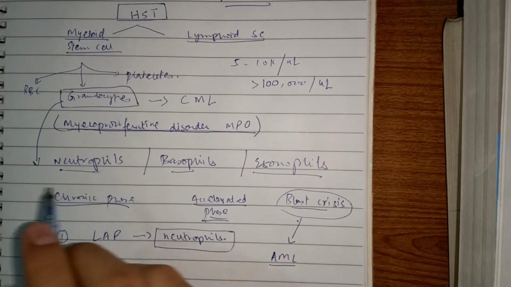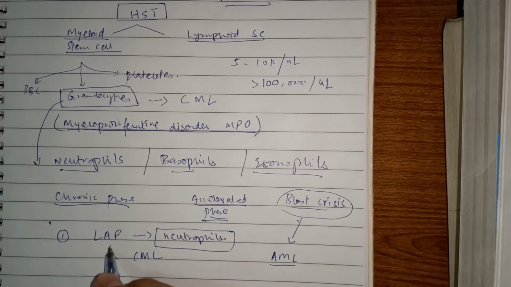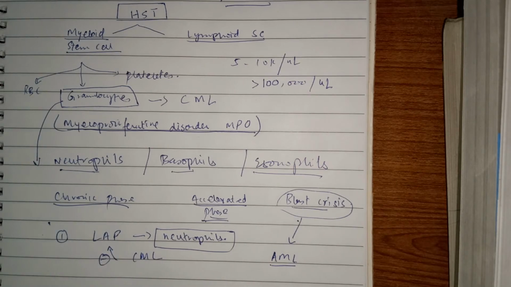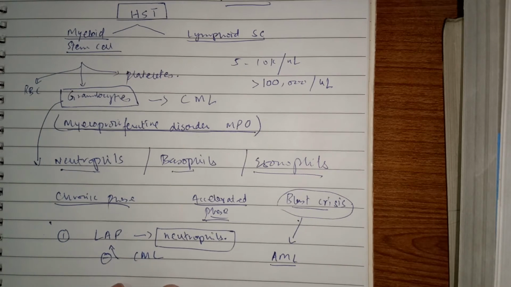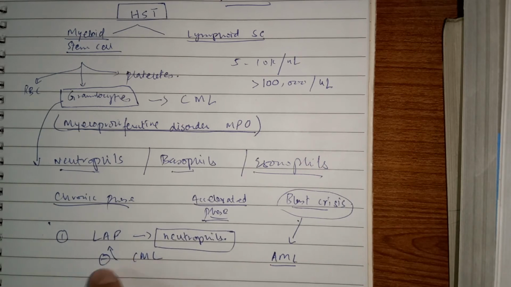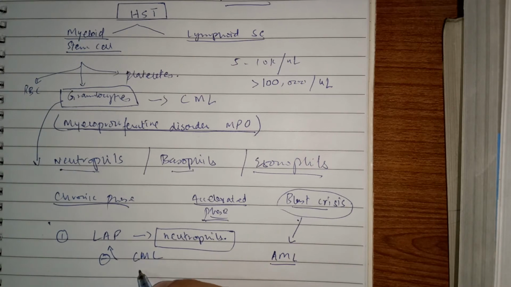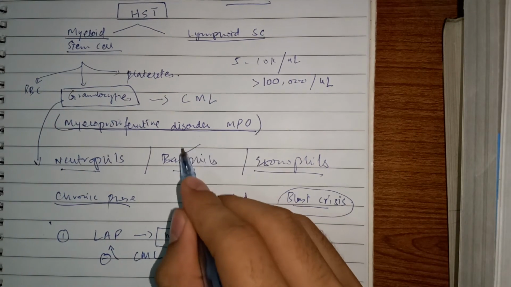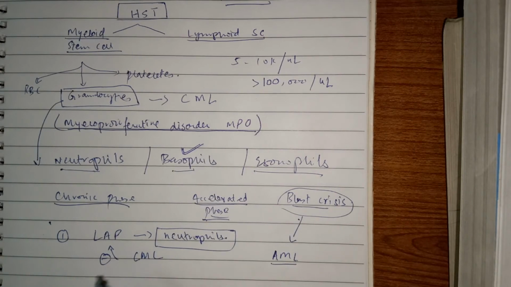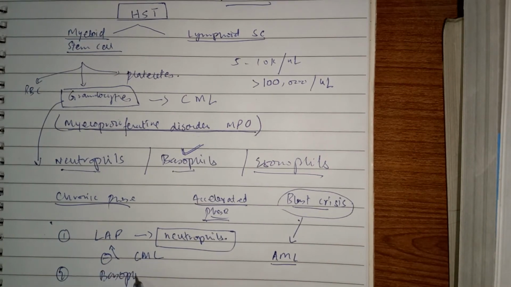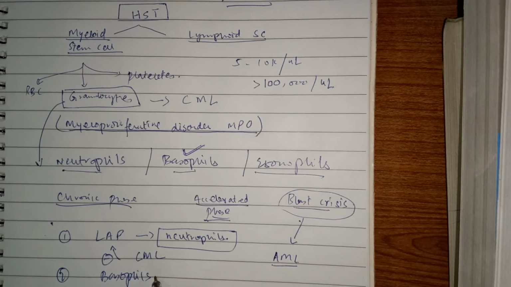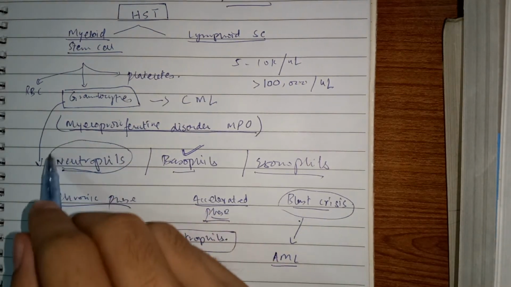Normally in CML this enzyme would be negative, because in CML there is rapid proliferation of these white blood cells, so this enzyme will not be present in the neutrophils of the CML, whereas in leukemoid reaction this leukocyte alkaline phosphatase enzyme is there. The second thing is, in CML we will have increase in the number of basophils. That is an extremely important point. There will be increase in the number of basophils, whereas in leukemoid reaction there is only increase in the neutrophil count.